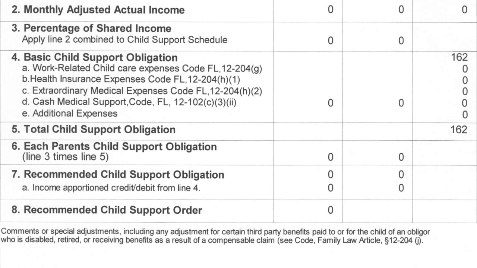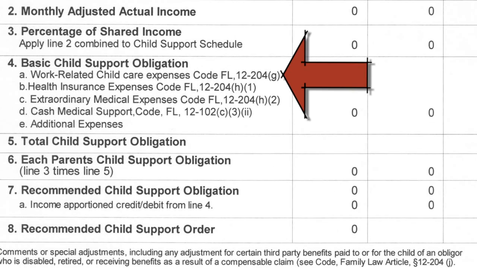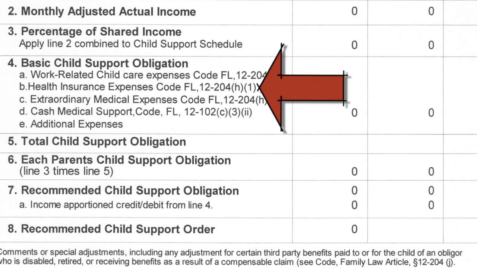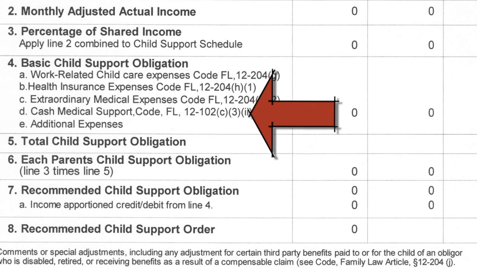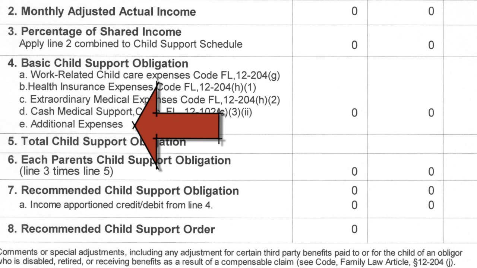But we have some additional expenses that we have to figure out, including a work-related child care expense, a health insurance premium, extraordinary medical expenses, cash medical support, and additional expenses that are narrowly defined. Based on all these numbers, we come up with an overall monthly figure that one parent pays to another for child support.